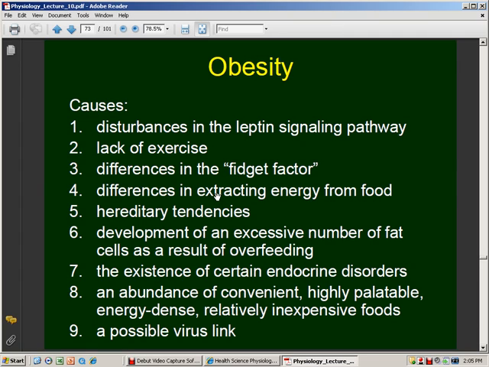Number 4, differences in extracting energy from food. They find that some people are actually better at extracting the nutrients. So their body has better enzymes. They can process the food and bring the food in. And we know that's true because think of just one example, lactose intolerance. Obviously, are they good at extracting sugars? Clearly not from lactose, right? So lactose intolerance is just an example of that.